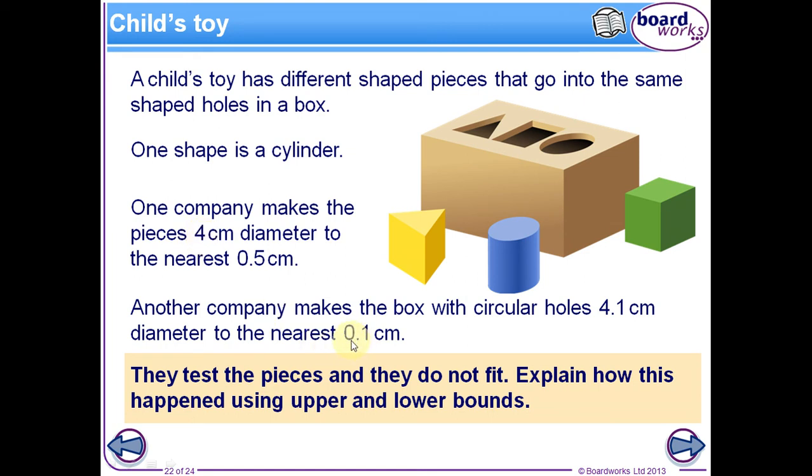This one now, the error here will be 0.1 divided by 2. So you add 0.05 to 4.1 and take away 0.05. Then you see that the upper bound and lower bound are not the same, therefore they cannot fit. So that's it.